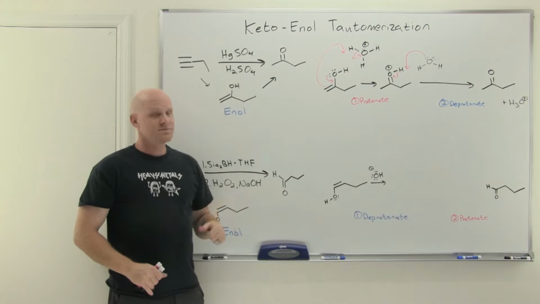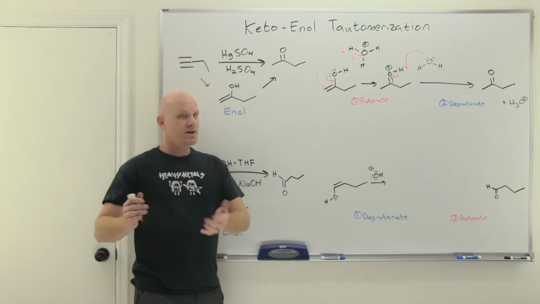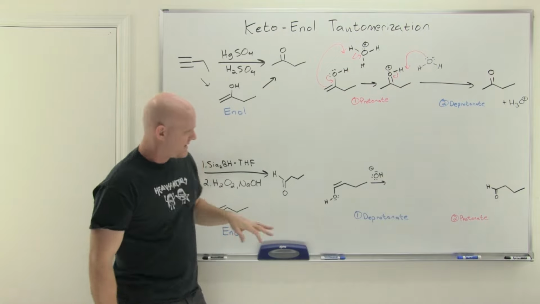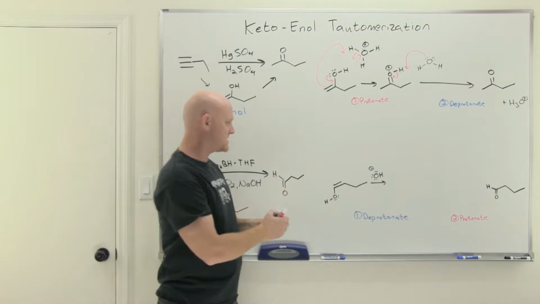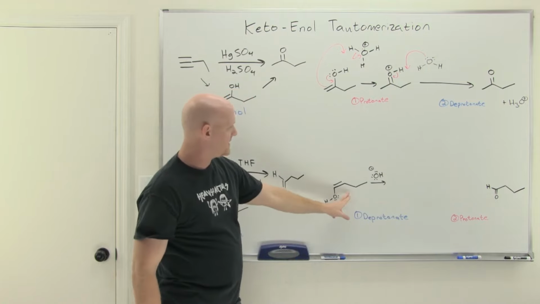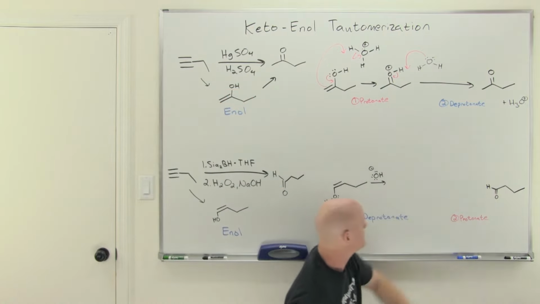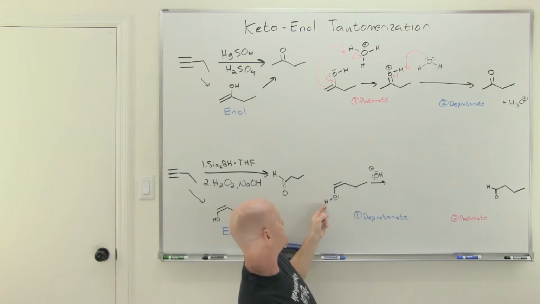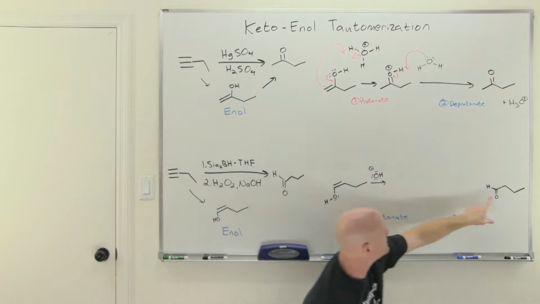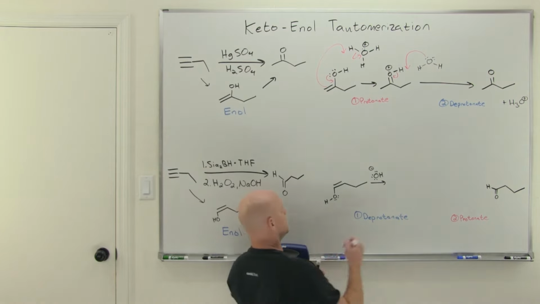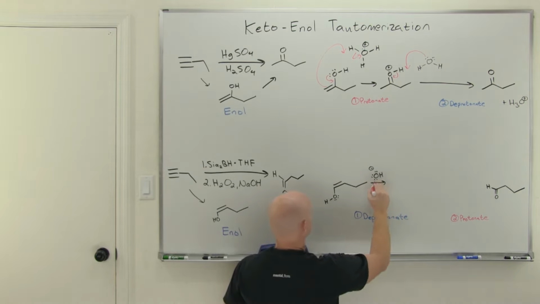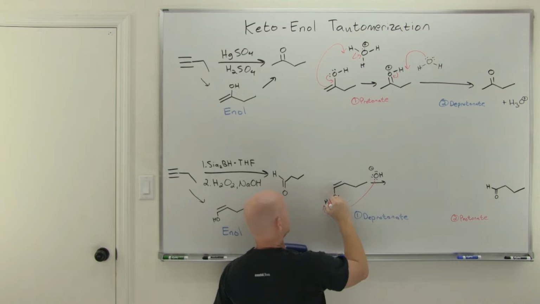All right, your second mechanism is usually just a teeny bit more challenging because we are going to show some resonance in this one. And in this case, under basic conditions, you're going to deprotonate first. We've got hydroxide in the solution. And so to get from our enol to our aldehyde, we're going to deprotonate the oxygen first and then protonate this carbon right here, which is going to end up with two hydrogens in the end. So we're going to deprotonate first. And so we'll use our hydroxide base to deprotonate.